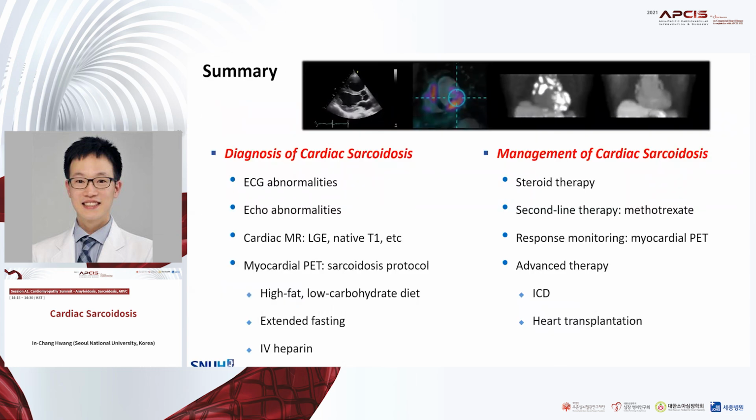This is the final slide for summary. Cardiac sarcoidosis is a very unique disease and requires many tests for diagnosis. However, recently, the paradigm is shifting to not requiring the endomyocardial biopsy. And typical clinical features on non-invasive tests, especially the myocardial PET scan with specialized protocol, can make the clinical diagnosis. The first-line treatment is a steroid, and second line is usually methotrexate. The treatment response can be monitored with PET scan, and the indications for ICD should be considered during the treatment.